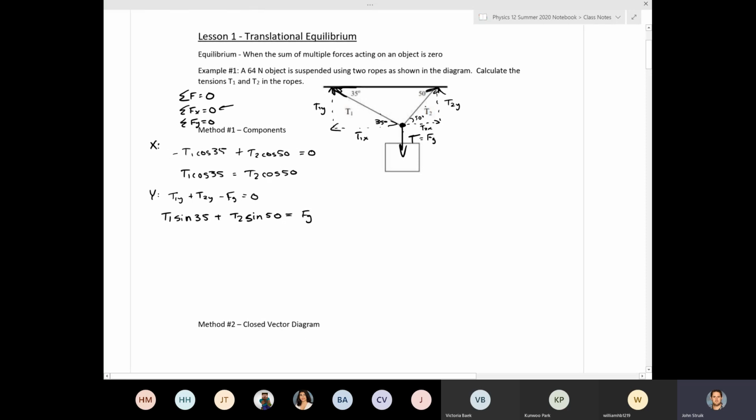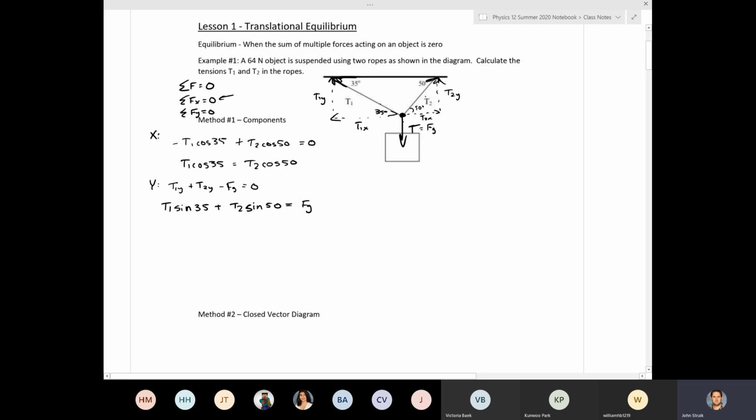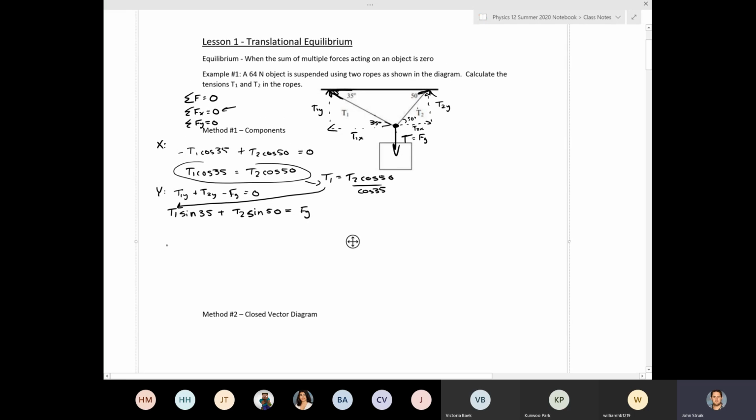Now, I have two equations here. Both of them have T1 and T2. So that means we're going to have to solve one of them for one of the variables and plug it into the other one. So in this case, I'll go T1 equals T2 cos 50 over cos 35. I'm just solving this one for T1. And then I can plug that in over here. So now instead of writing T1, T1 is equal to something else. So I'm going to substitute that in.